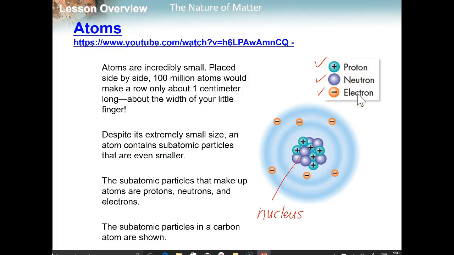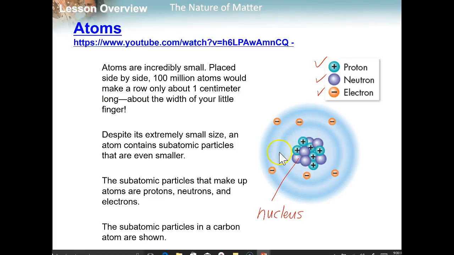And neutrally charged particles called neutrons, the purple ones that you see here. This makes up a dense center region of the inside of the atom. The number of protons and the number of neutrons make up that nucleus.